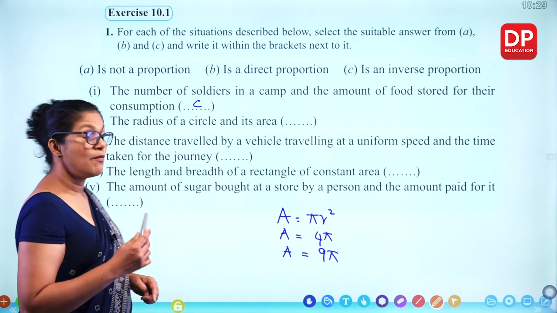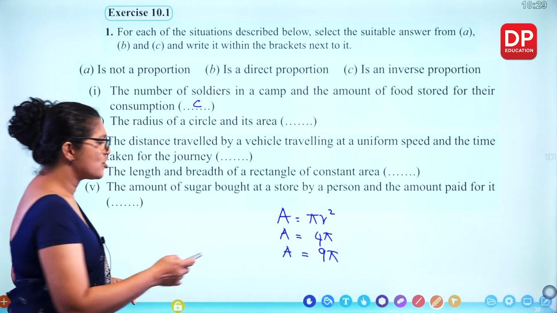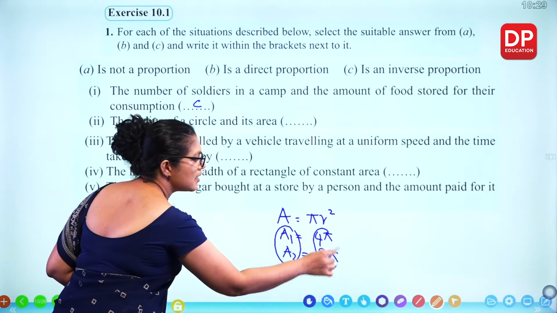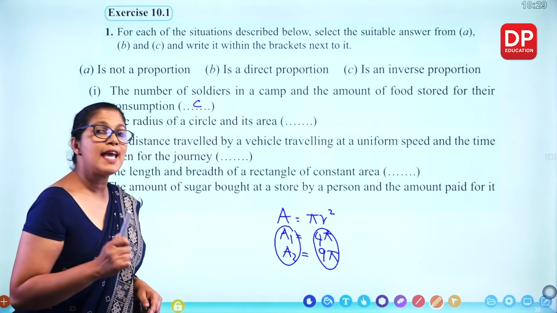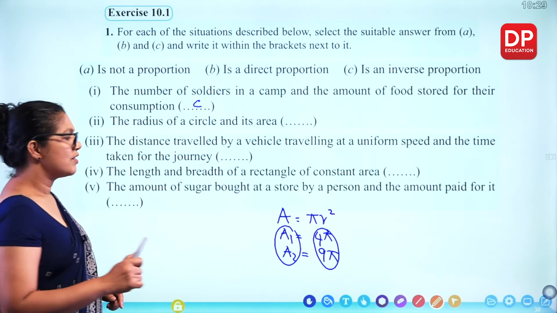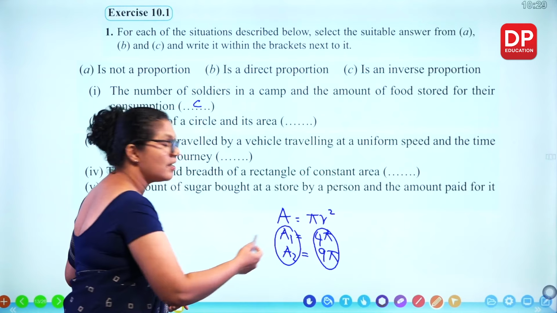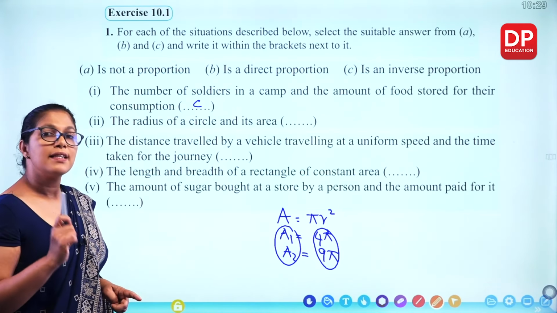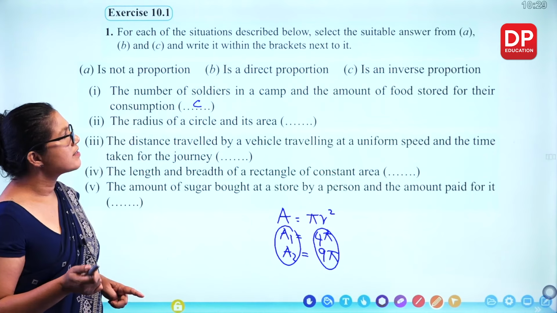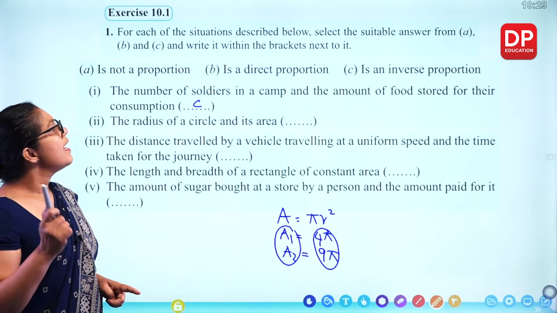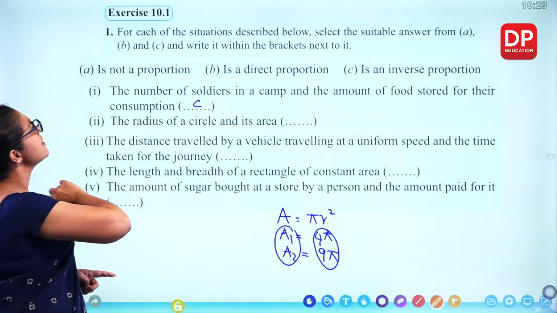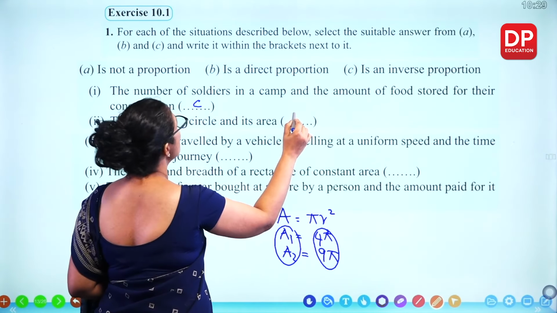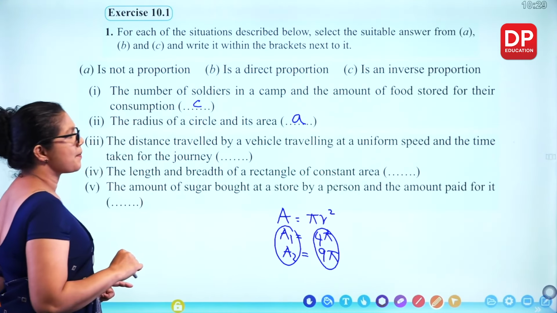So here, when you are calculating the ratios, we see that these are not according to the same rate. So this is not double or anything. So here, because of that, this is not direct proportions, and we can say that it's not a proportion. So we can choose A for that.